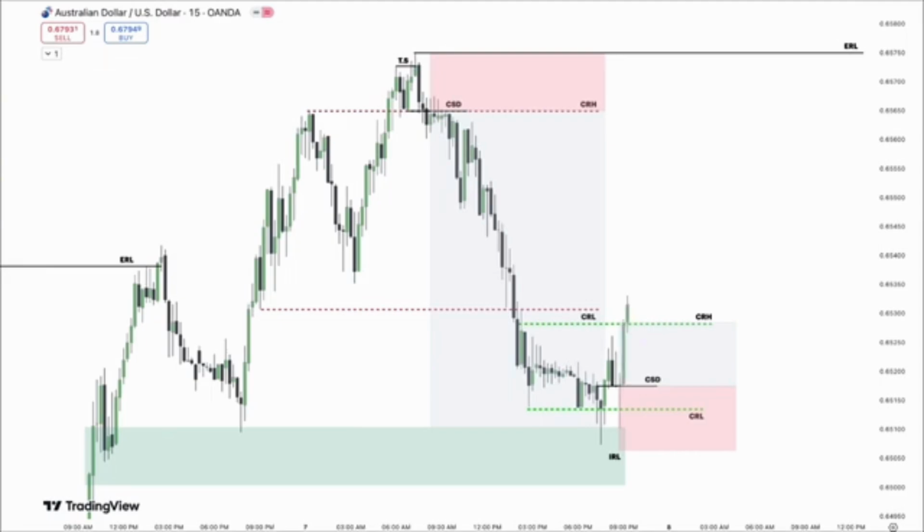And we've hit our first target. Now, we'll extend our target to the next opposing liquidity, which is the next ERL. Let's see what happens next.